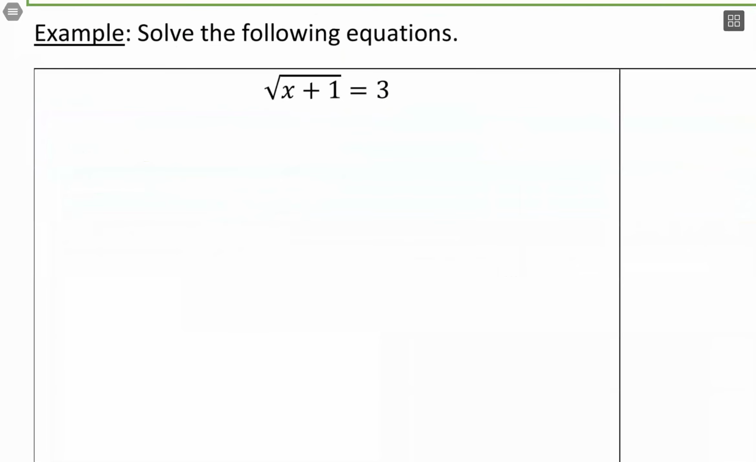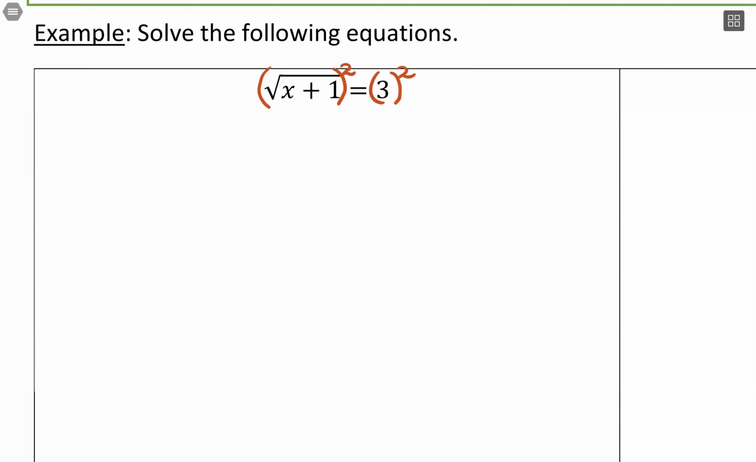Okay, so with this first example here, what I can see is my radical symbol, and what I can notice is that it's all alone on one side of the equation, so I don't need to move anything around. There's nothing happening outside of it, so we can skip that first step. Then what we're going to do is raise both sides to an exponent, and what I'll notice is that we're taking the square root, so I'm going to square both sides.